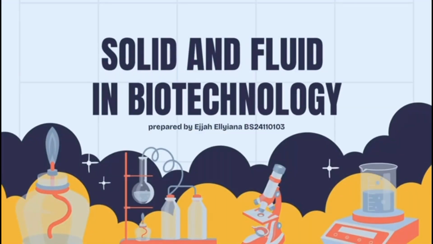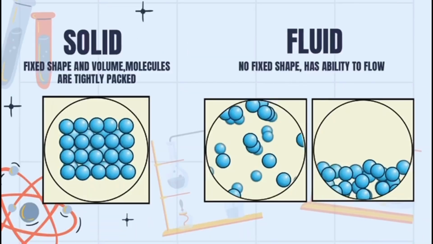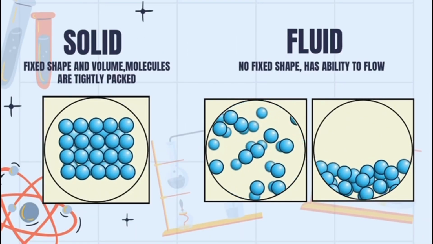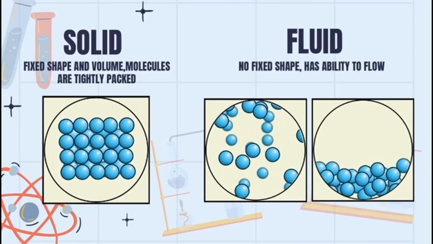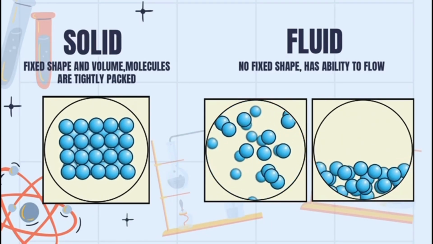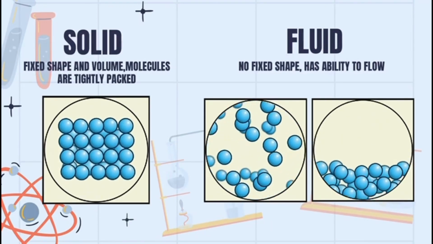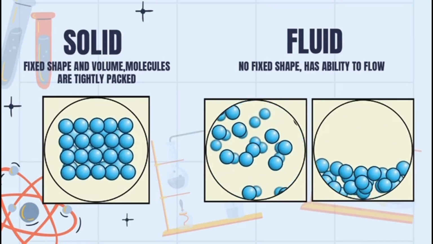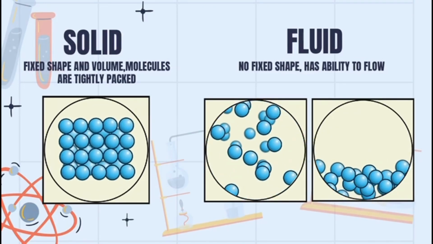Now I'm going to explain about solid and fluid. In physics, a solid maintains a fixed shape and volume because its molecules are closely packed. In contrast, a fluid, including liquids and gases, has no fixed shape and flows easily when external force or pressure is applied.